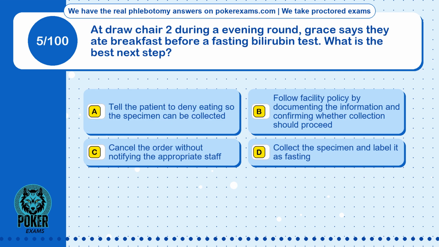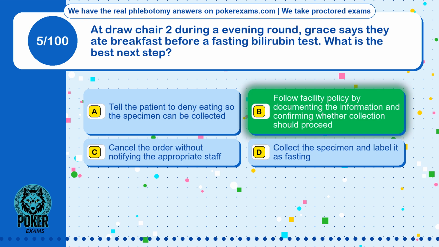Question 5. At draw chair 2 during an evening round, Grace says they ate breakfast before a fasting bilirubin test. What is the best next step? Option A. Tell the patient to deny eating so the specimen can be collected. Option B. Follow facility policy by documenting the information and confirming whether collection should proceed. Option C. Cancel the order without notifying the appropriate staff. Option D. Collect the specimen and label it as fasting.